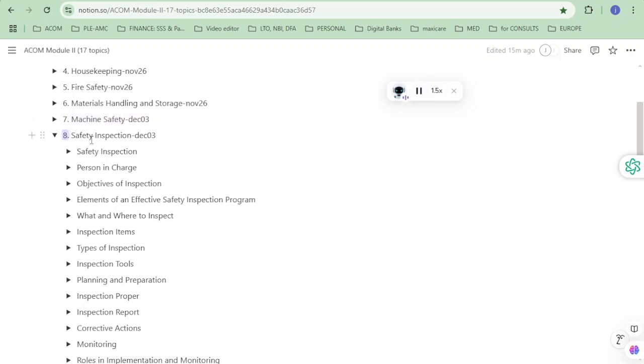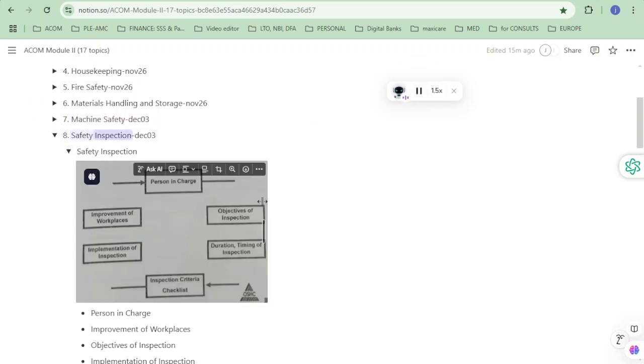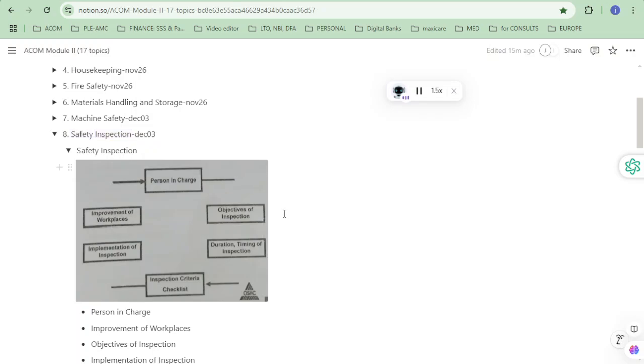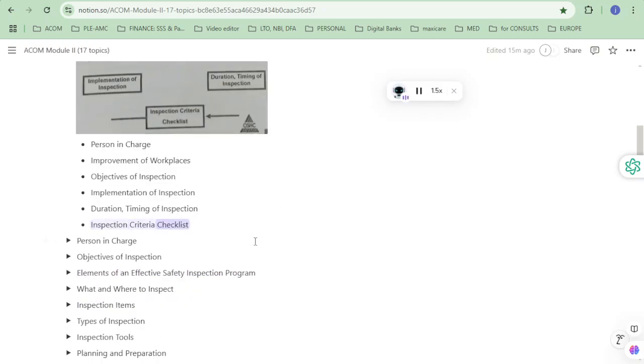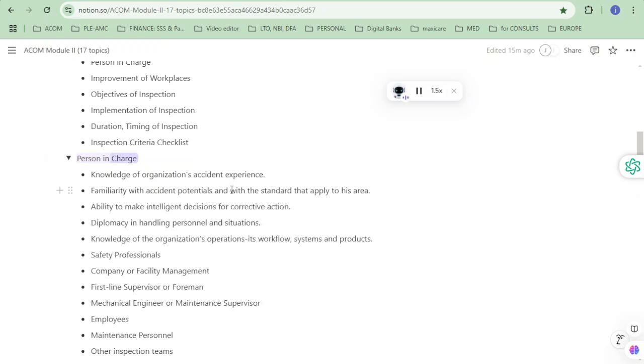Safety Inspection, Deck 03. Person in charge. Improvement of workplaces. Objectives of inspection. Implementation of inspection: duration and timing of inspection. Inspection criteria checklist.